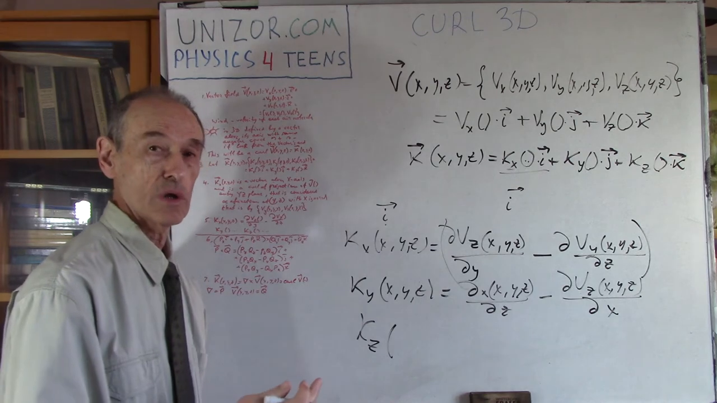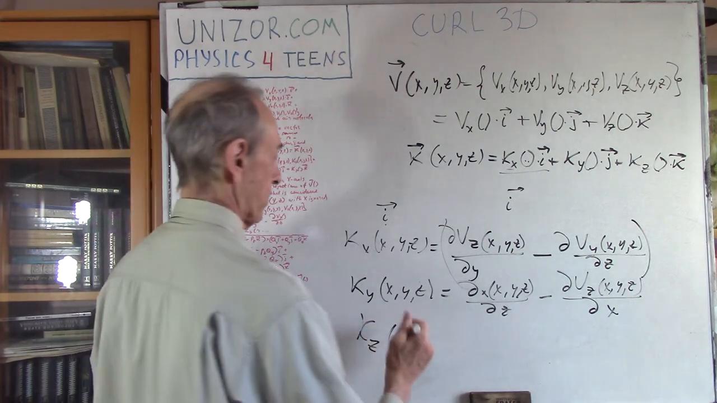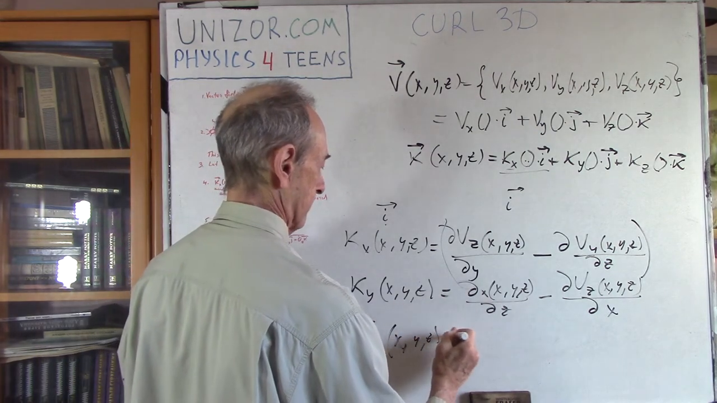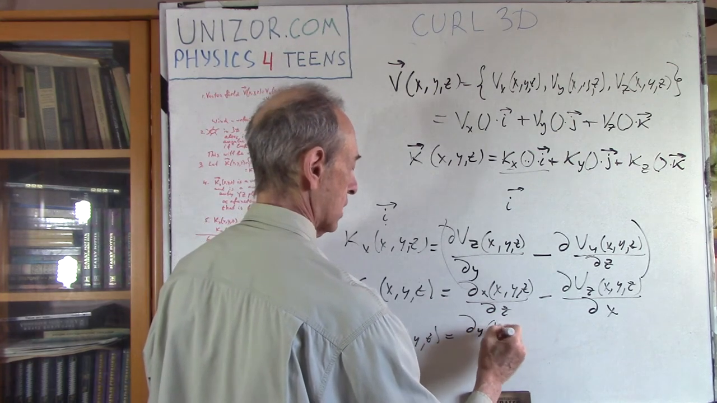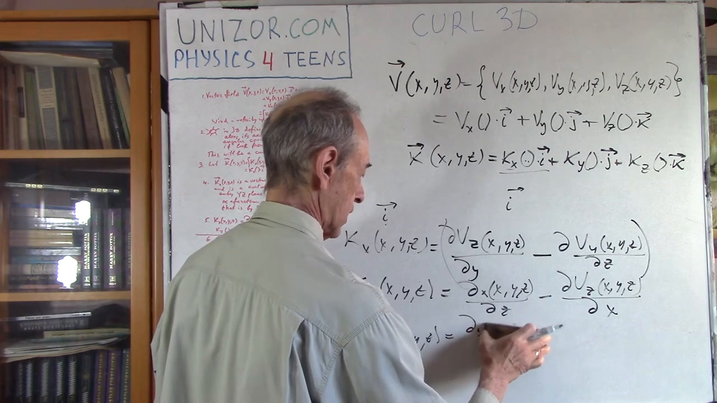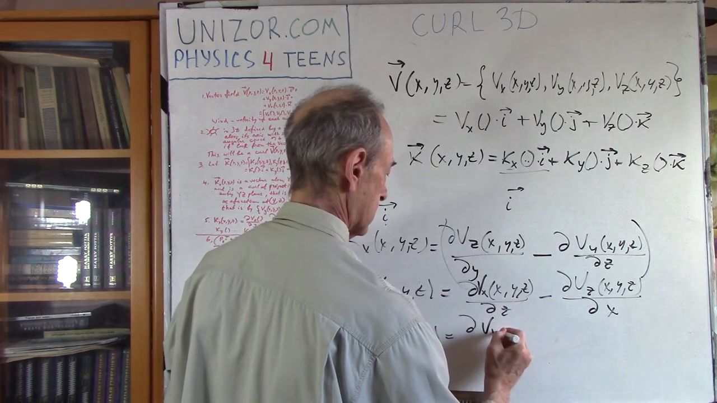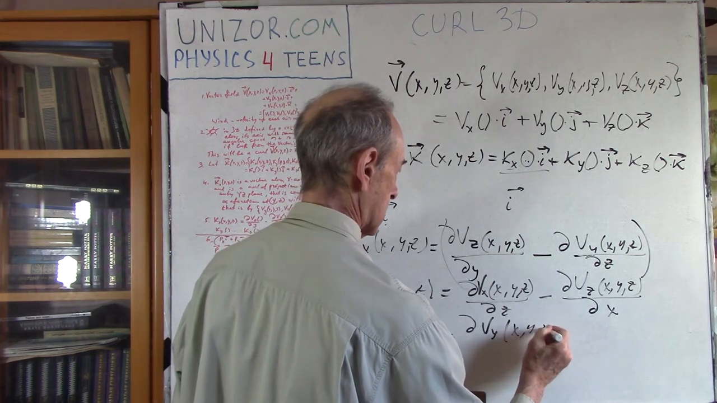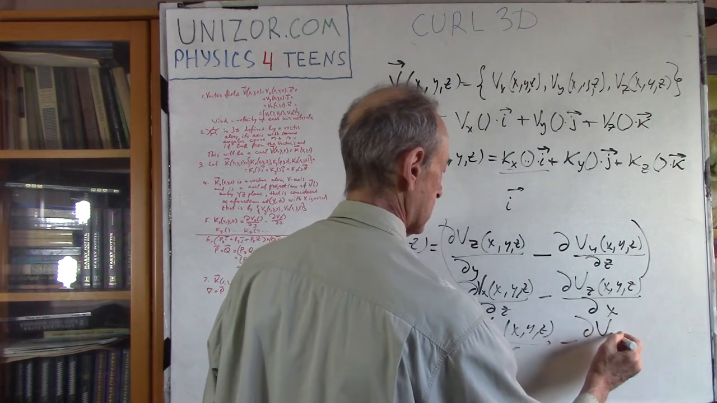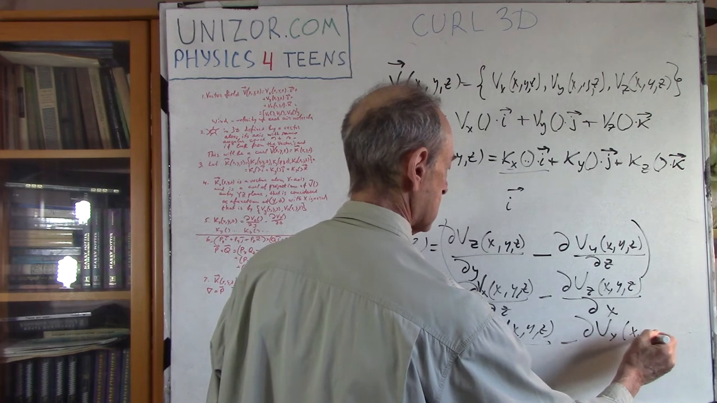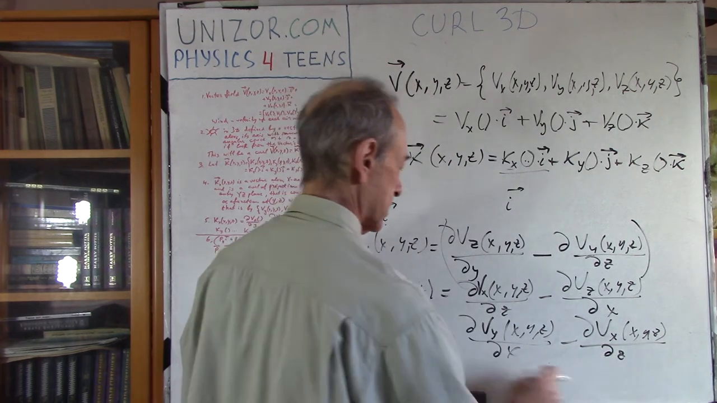And finally kz, that's the curl of the projection of rotation onto the xy plane. That's the formula which was in the previous lecture: the derivative of vy at x, y, z by dx minus the derivative of vx at x, y, z by dy.